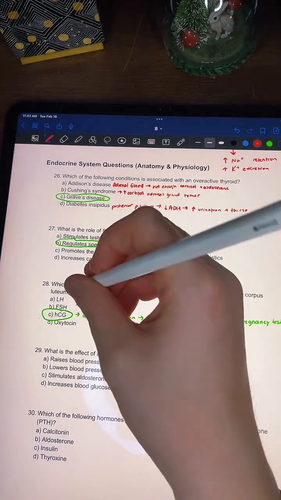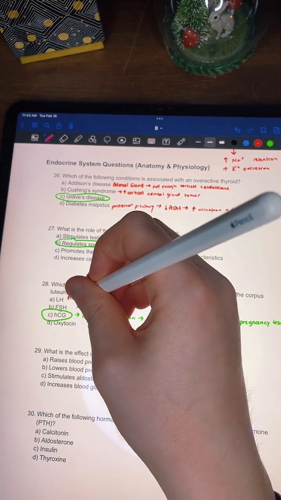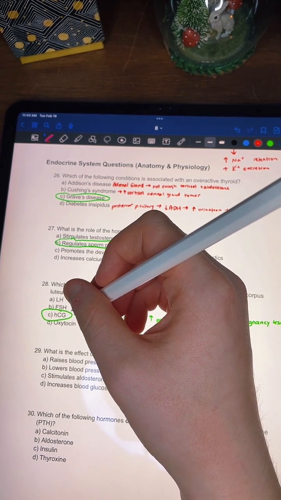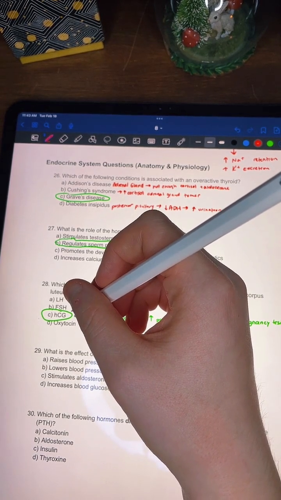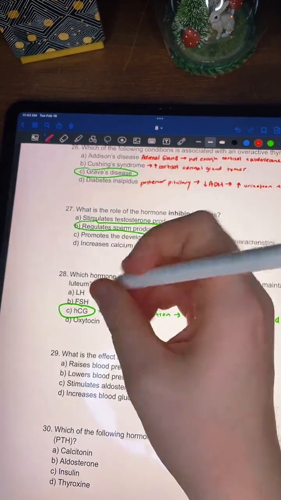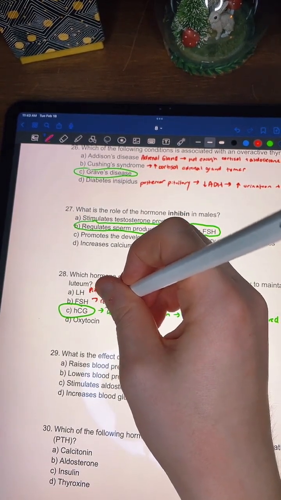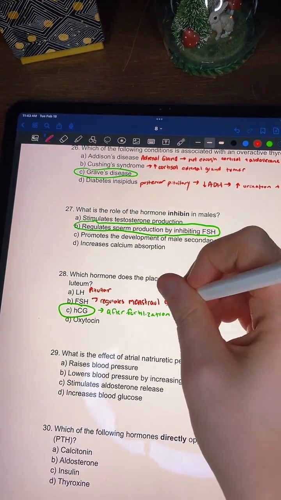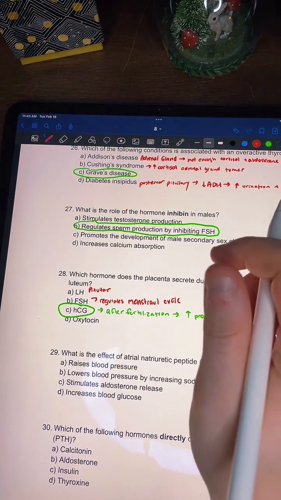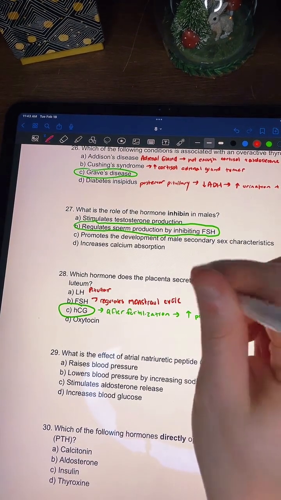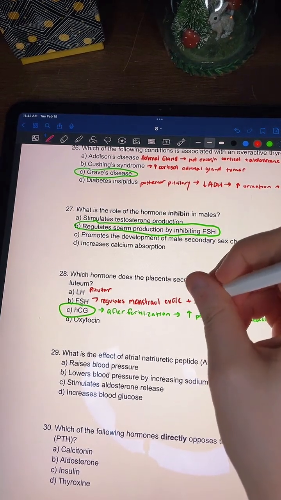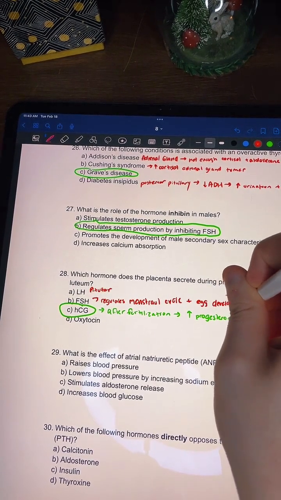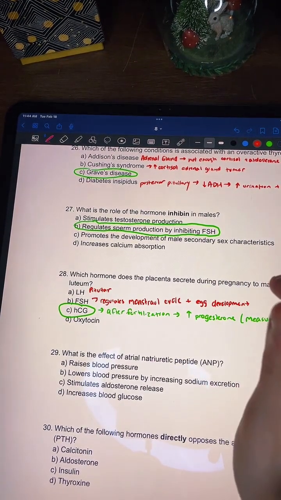This is in the pituitary. So that was produced in the pituitary. The LH is produced in the pituitary. FSH, follicle stimulating hormone, is responsible for regulating the menstrual cycle. It's also for development of eggs, plus egg development. But it does not maintain the corpus luteum.